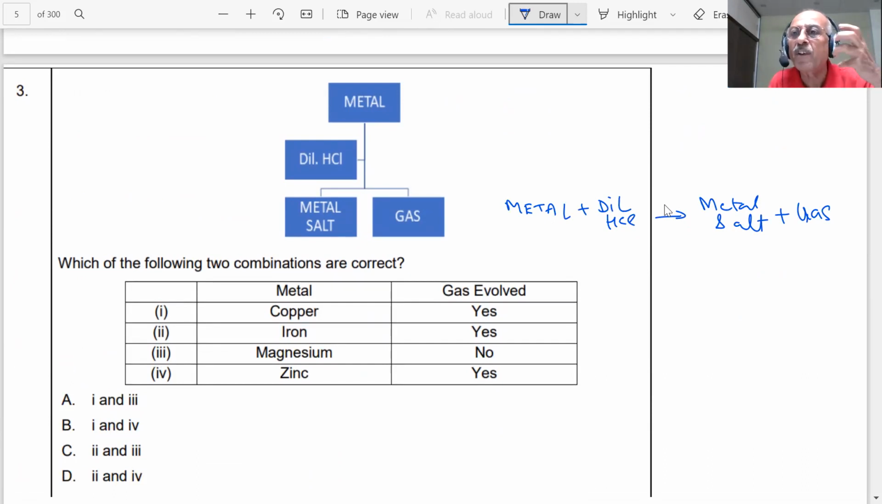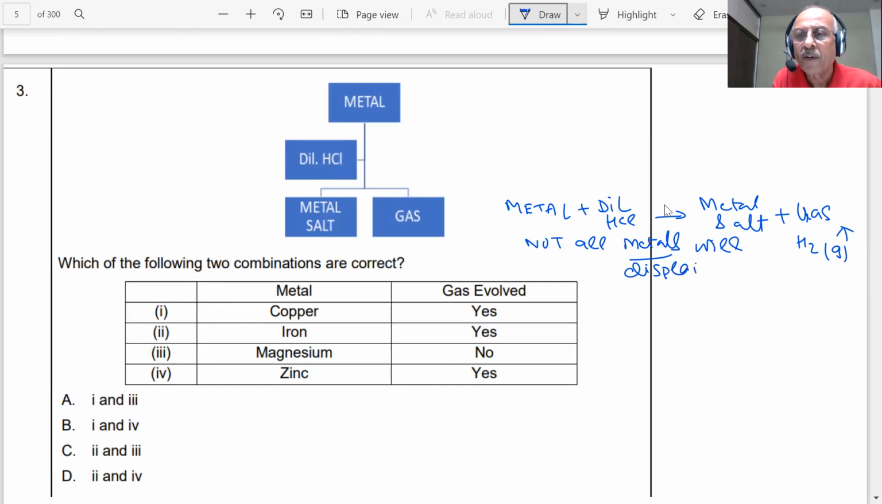Now you have studied what happens when acids react with metals. This is a reaction of acid with metals. Acids can react with metal to liberate a gas, student. The gas is hydrogen gas, but not all the metals can displace hydrogen from HCl. You know that not all metals will displace hydrogen from acids. Now the question is, how will we know which metals will displace hydrogen from acids?